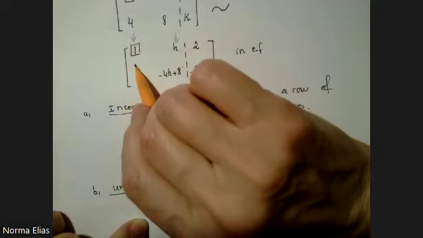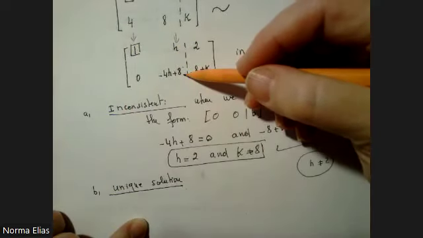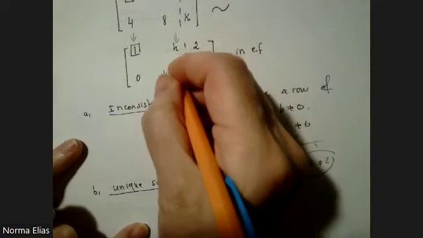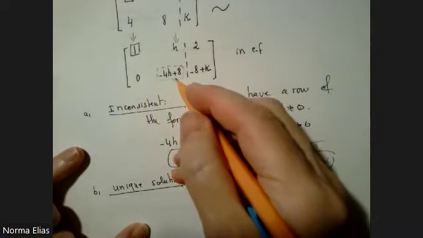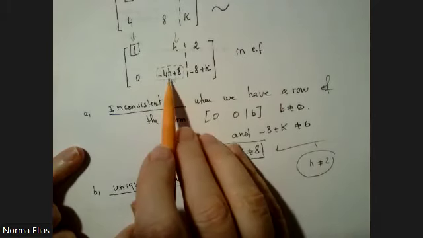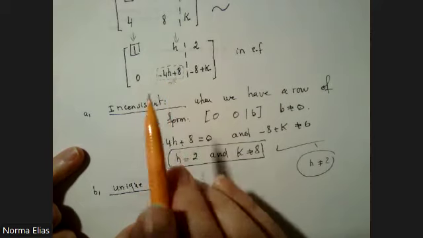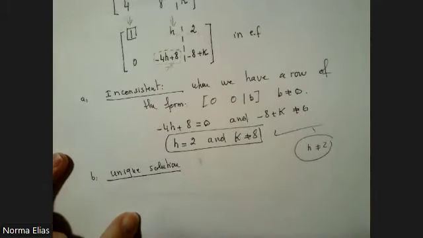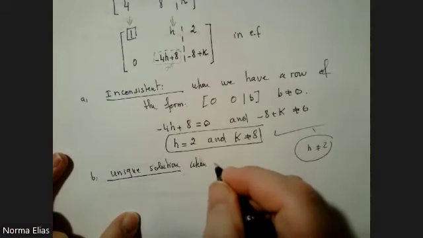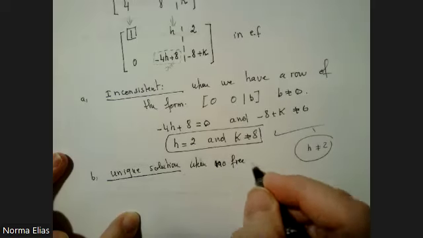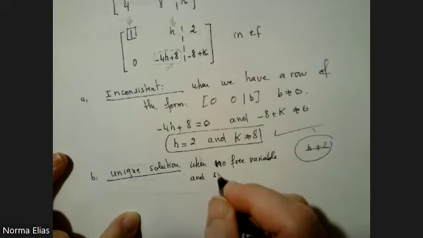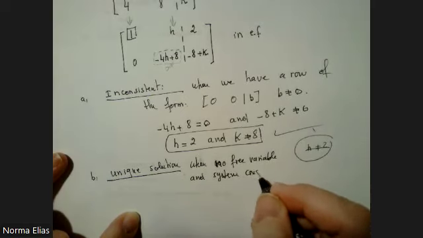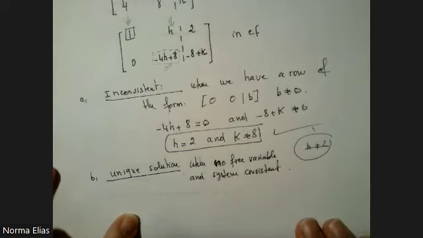The column that corresponds to x1 has a leading, which is 1. The column that corresponds to x2, since there is an h, may or may not have a leading right here. So to guarantee the leading, I need this to be different from 0. Otherwise, if this is 0, we may have a free variable. Okay, so the solution is unique when there is no free variable. We have to avoid the free variable, and of course, the system must be consistent. So we have to have both. So we don't have a free variable and the system is consistent.